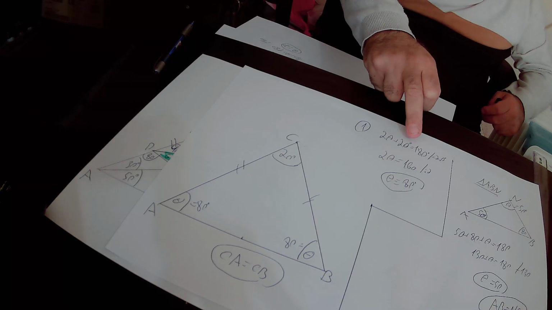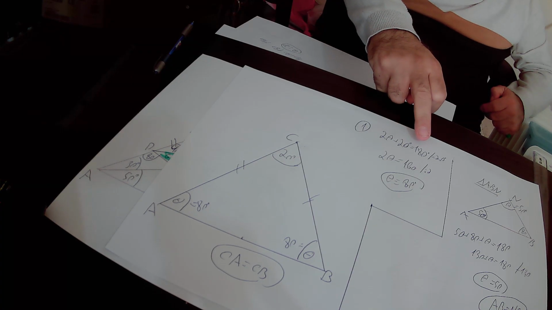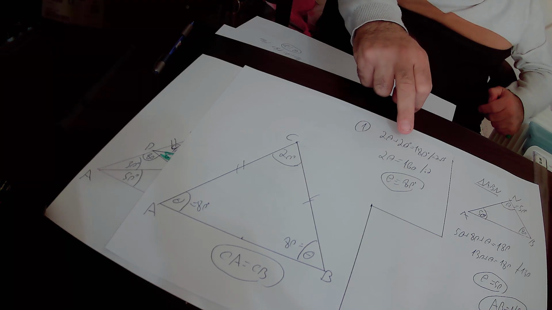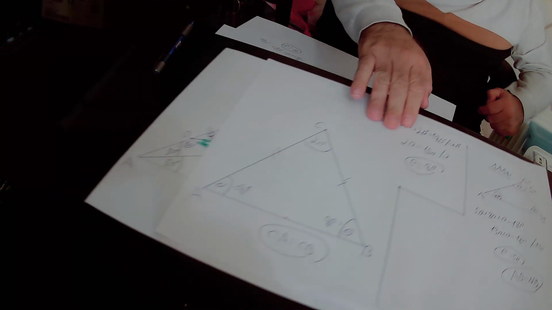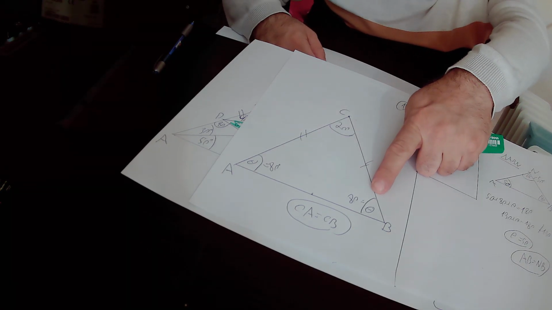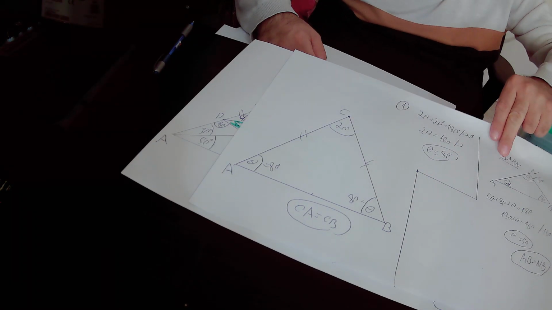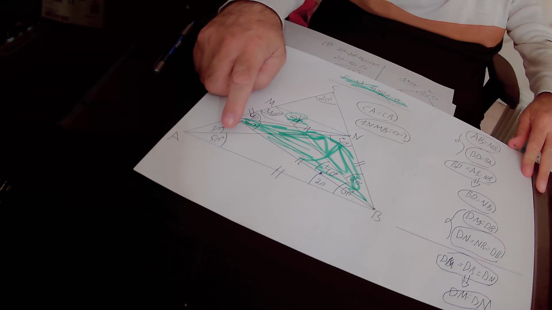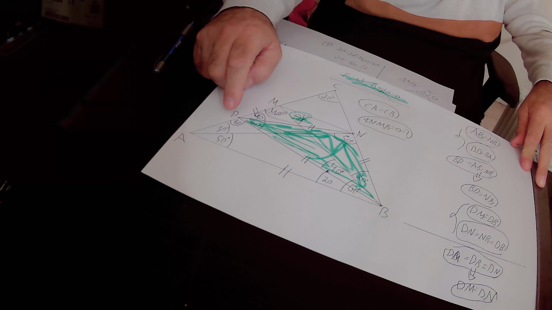2 theta equals 160 degrees. We divided this equation by 2 and finally found that angle theta equals 160 degrees over 2, which is 80 degrees. So this is angle theta that is equal to 80 degrees in its size.